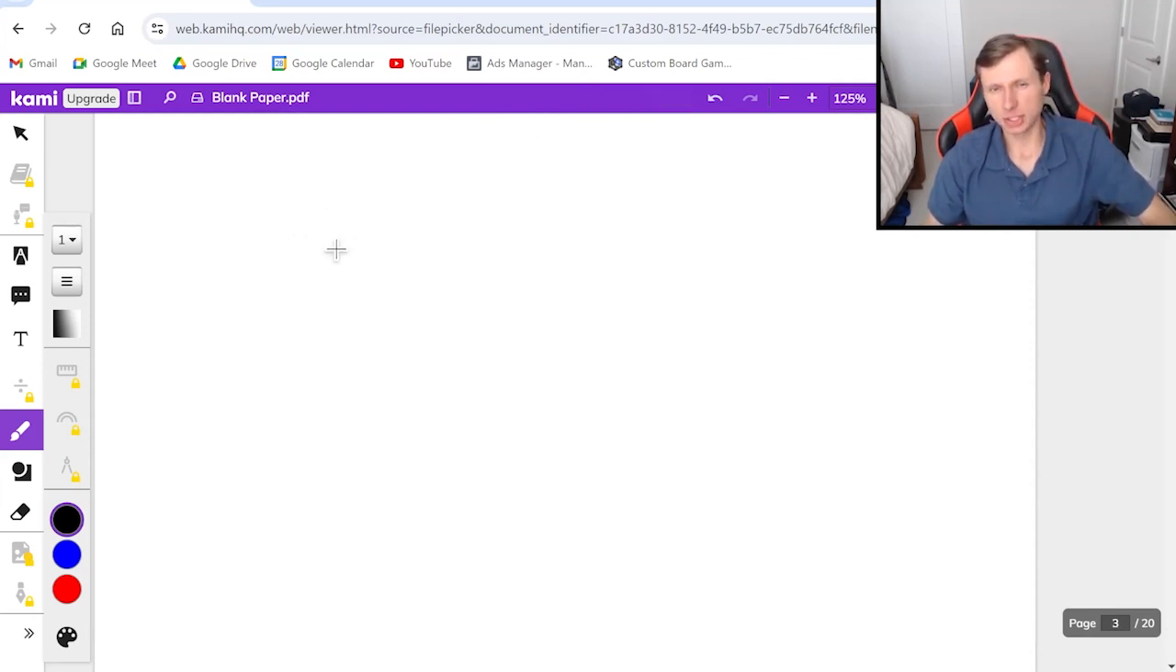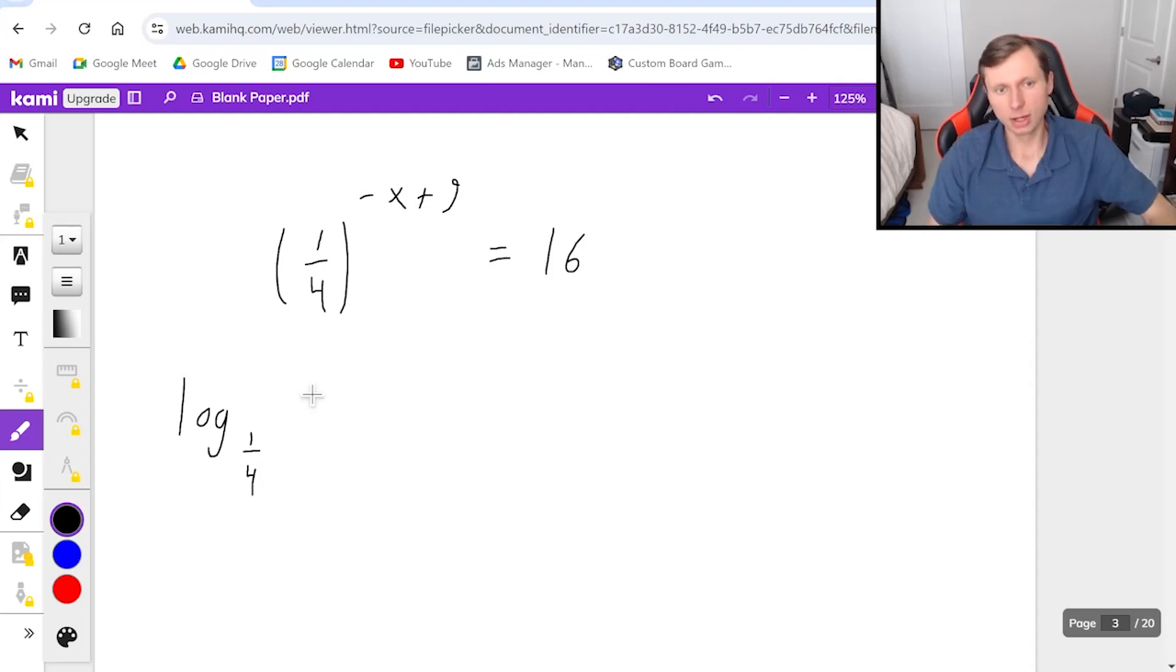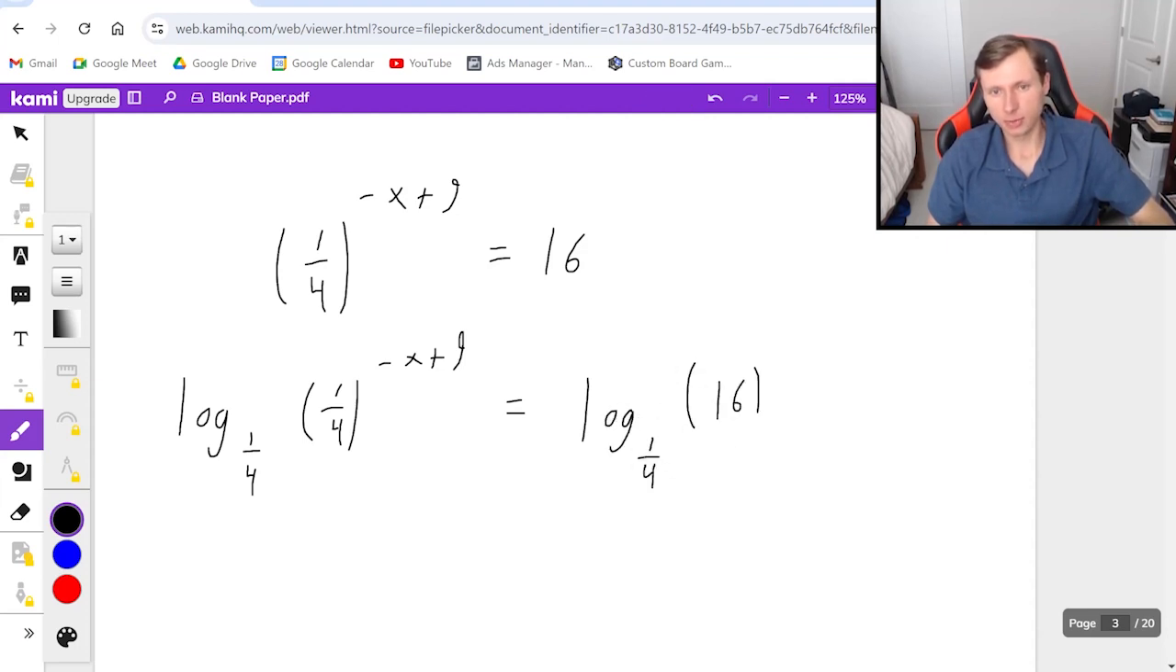This one will be a challenging one, but let's see if you can do it. It's 1/4 to the power of -x plus 9 equals 16. So to solve this one, you of course say log base 1/4 of 1/4 to the -x plus 9. Maybe you didn't know you can take logarithms with base of fractions, but yeah, you can. That's fine. It's pretty ugly, but it's the right thing to do. And then the same thing going on the right side.